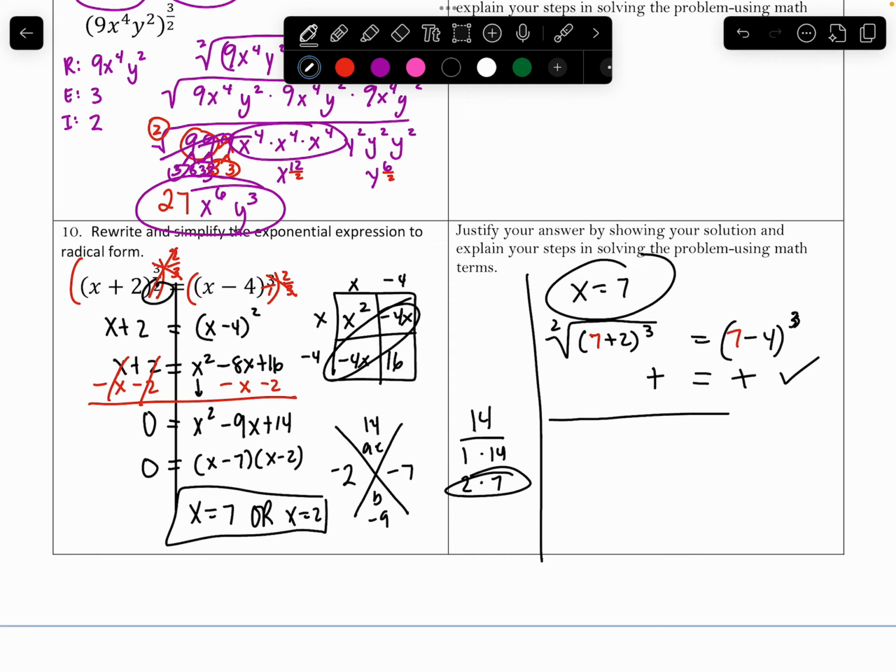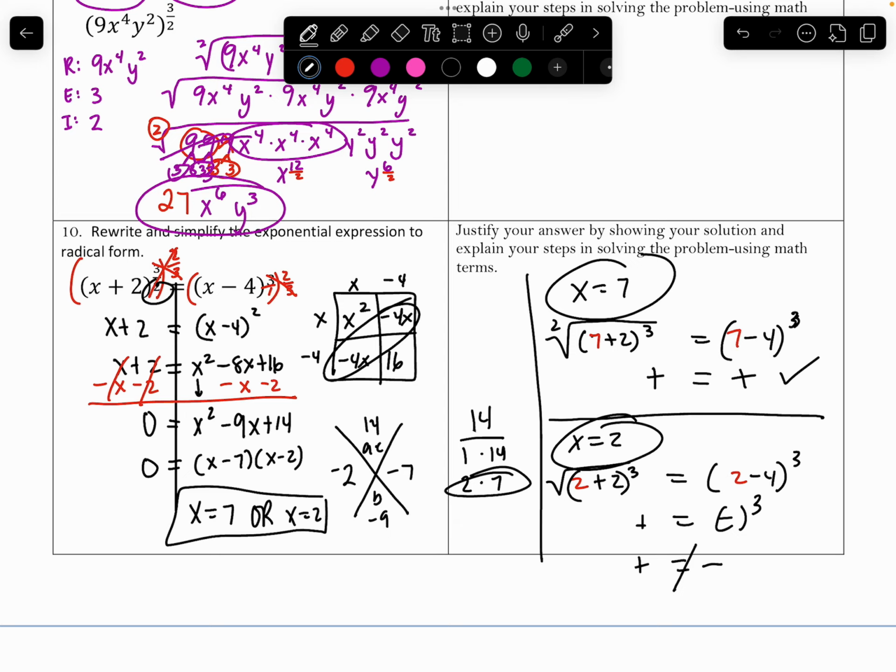Now we check for the other one. X equals 2. Square root of 2 plus 2 cubed equals 2 minus 4 cubed. 2 minus 4 is negative. A negative cubed is still negative. And this is plus. So no. X equals 2 is not a real solution. So the only true answer would be x equals 7.